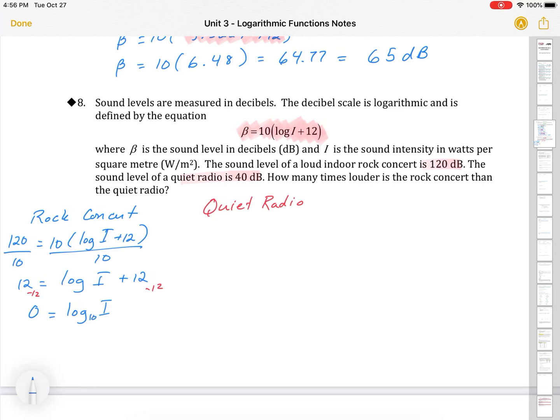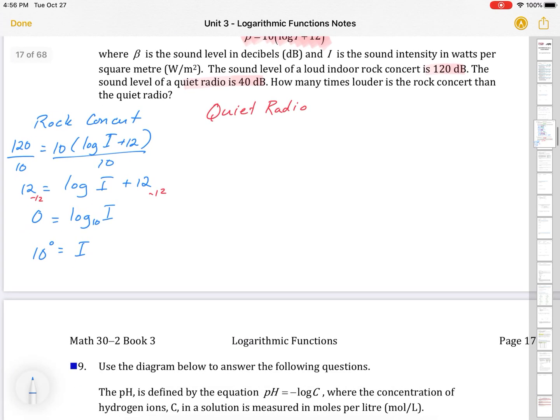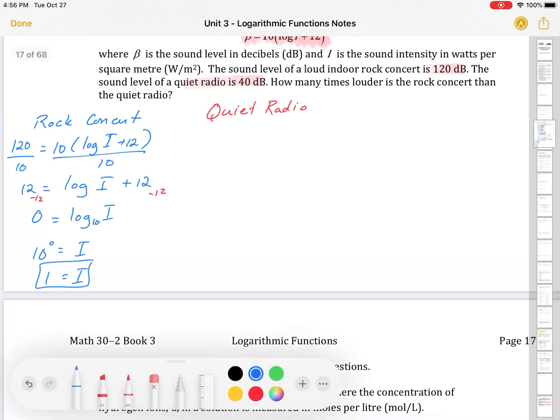Now remember, this is base 10. So this means that 10 to the 0 equals I. So that means that I equals 1. Okay, so we're going to hold that till later. We'll use that later. Now we're going to do quiet radio.